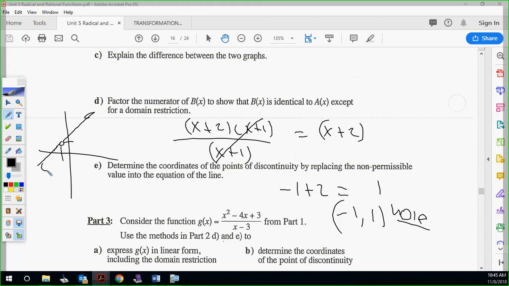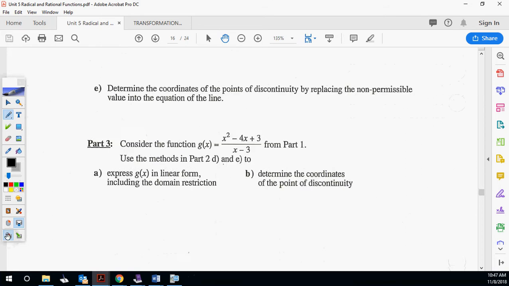Yeah, so what you're saying. So he asked if something cancels, you still have an x on the bottom, that means you still have a vertical asymptote. Okay? If something doesn't cancel, it's represented by a vertical asymptote. That's not going away. Okay? All right. So, good questions.